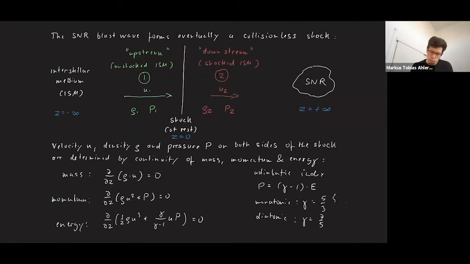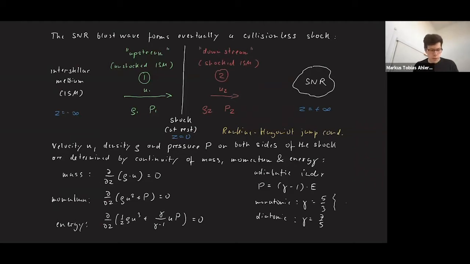But this here is the one that we are going to use in the following. So this set of conditions of mass, momentum, and energy conservation across the shock. So these are also called the Rankine-Hugoniot jump condition.